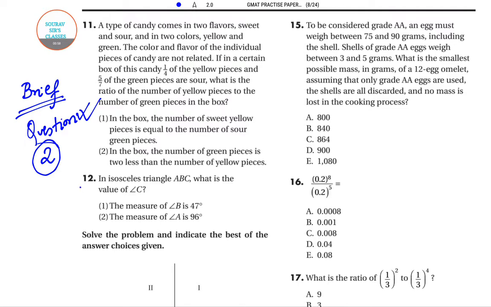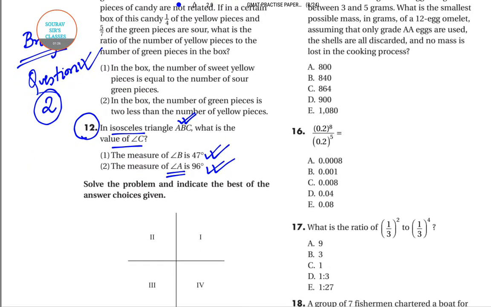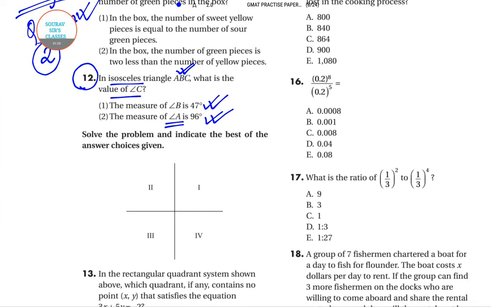The question with which we are going to start today's tutorial is question number 12. The question says, in isosceles triangle ABC, what is the value of angle C? The first statement says that angle B is 47 degrees, while in the second statement, they have mentioned the value for angle A. We have already been provided with these options. So let us analyze the statements one by one. First, we are going to analyze statement number 1.